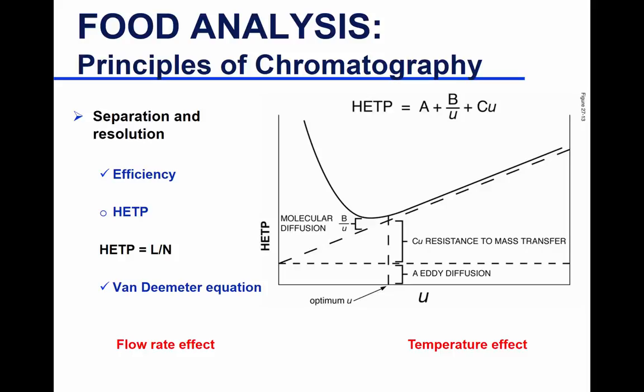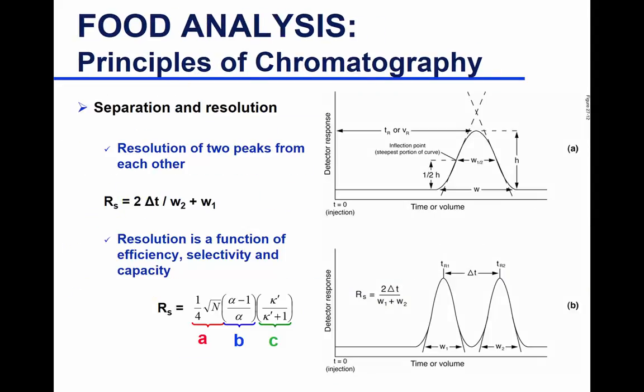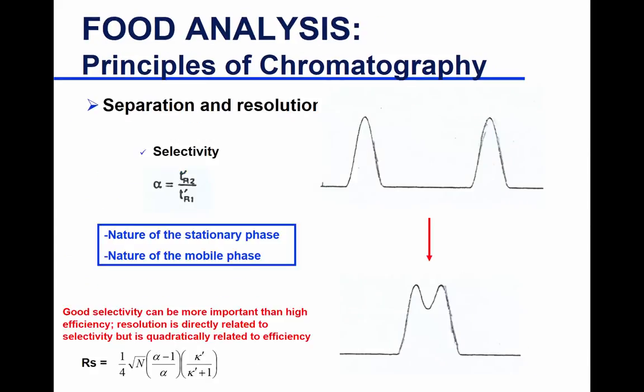Any questions on this? This is the efficiency equation, the part that deals with the number of theoretical plates. The efficiency is one of the factors that affect resolution. So the next one is selectivity of the column.